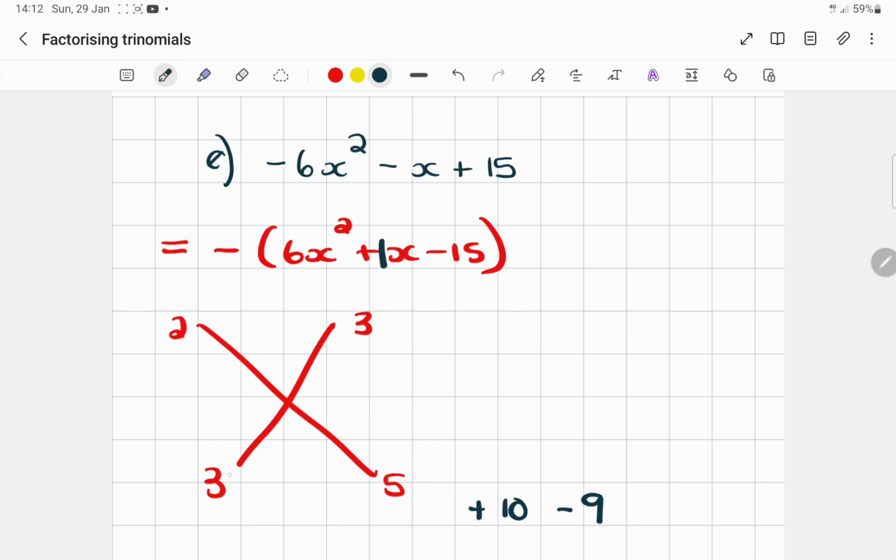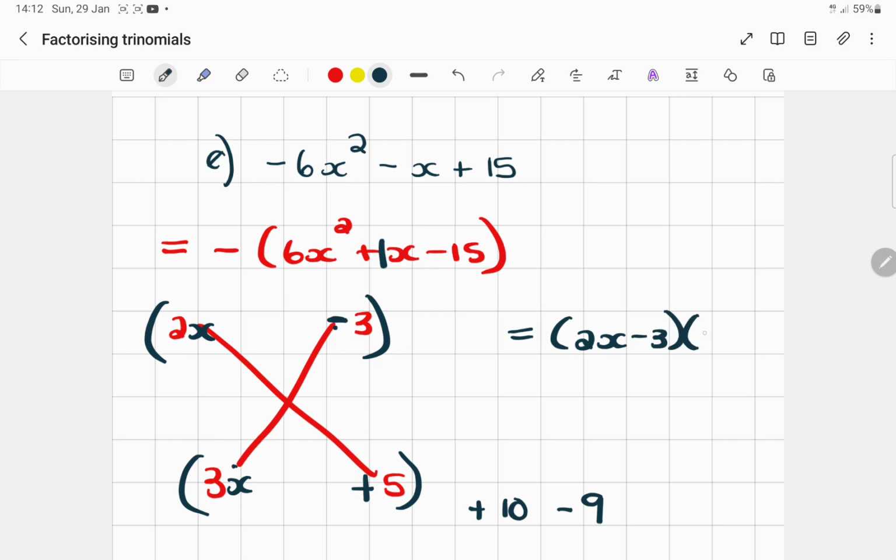So which one gave me a 9? 3 and 3. So this one must have a minus. And 2 and 5 gave me a positive. Okay. The x goes over here. The x goes over there. So there's your two brackets factorized: 2x minus 3, 3x plus 5. Just quickly test yourself.